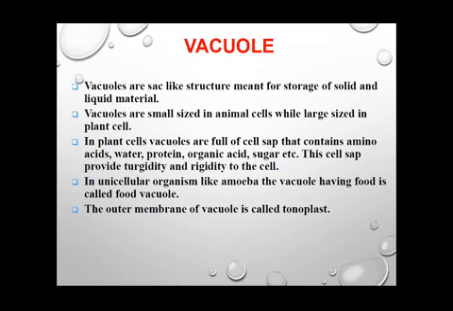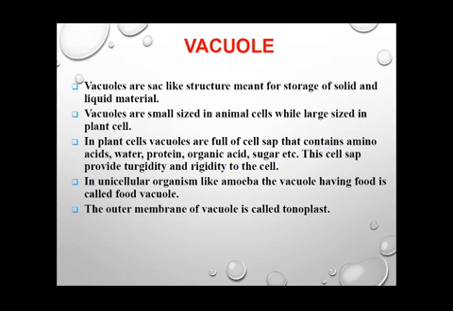So in plant cells, why is the size of the vacuole large? Now the question arises. In plant cells, vacuoles are full of cell sap, the liquid which is present in the cell. It is stored in the vacuoles, and what does this sap contain? It contains amino acids, water, protein, organic acid, sugar, etc. You are seeing here how many things are stored in the plant cell vacuoles, and this is the reason that the size of the vacuole is large in the plant cell.